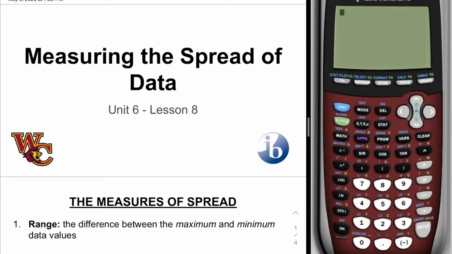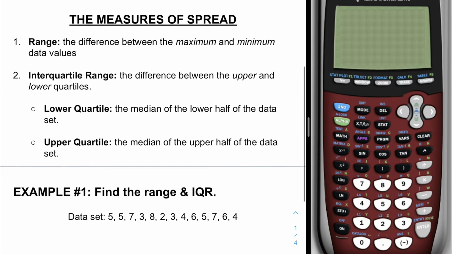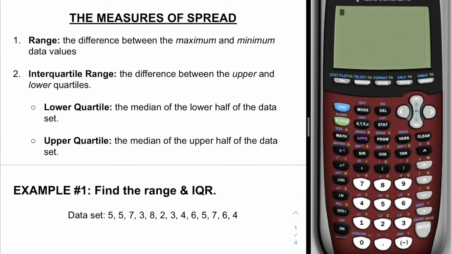Okay, today we're going to look at measuring the spread of data. So we have measures of spread. The main two measures of spread that we're going to look at right now are the range and the interquartile range. Your range is the difference between the maximum and the minimum data values. So basically here we have max minus min.